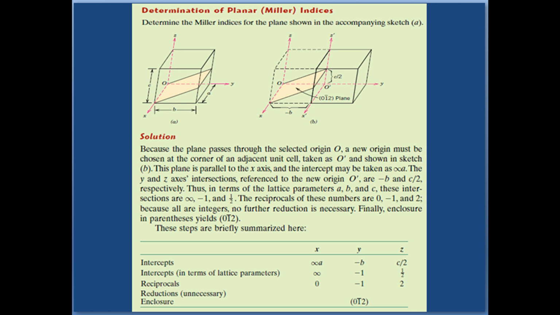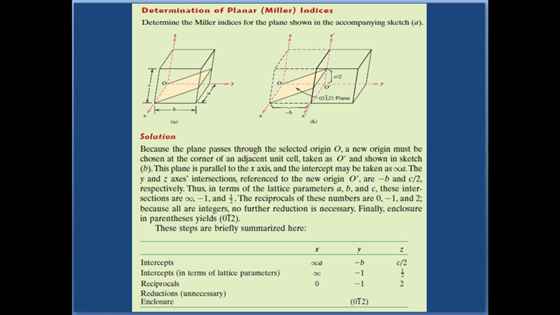These steps are briefly summarized as: intercepts for x, y, z are infinity a, minus b, c by 2 according to the new origin O dash. Intercepts in terms of lattice parameters are infinity, minus 1, 1 half.